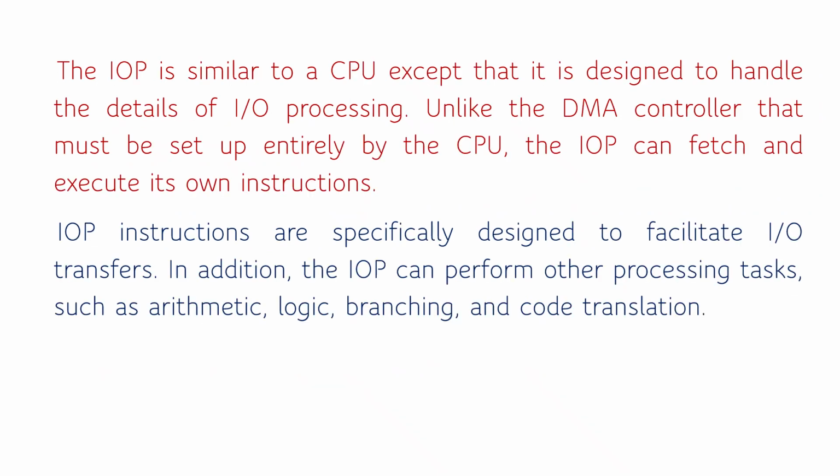The I/O processor is similar to a CPU except that it is designed to handle the details of I/O processing. Unlike the DMA controller that must be set up entirely by the CPU, the I/O processor can fetch and execute its own instructions from memory. So, IOP instructions are specifically designed to facilitate I/O transfers. In addition, the IOP can perform other processing tasks such as arithmetic, logic, branching, and code translation.